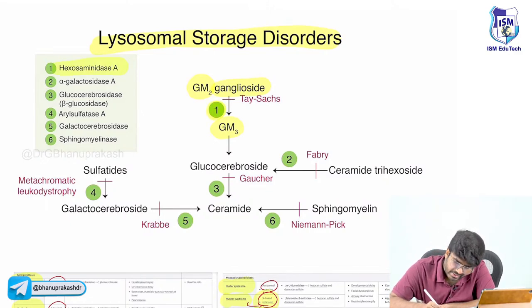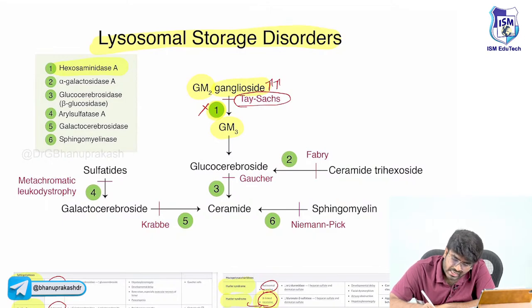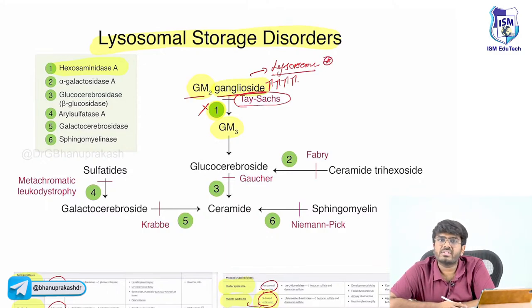When this hexosaminidase A is deficient, it is not there, it is going to cause which disease? Tay Sachs disease. So in Tay Sachs disease, which levels are going to be elevated? GM2 gangliosides levels are elevated, in the lysosome. This is GM2 gangliosidosis. Now gangliosides are getting accumulated inside the lysosome.